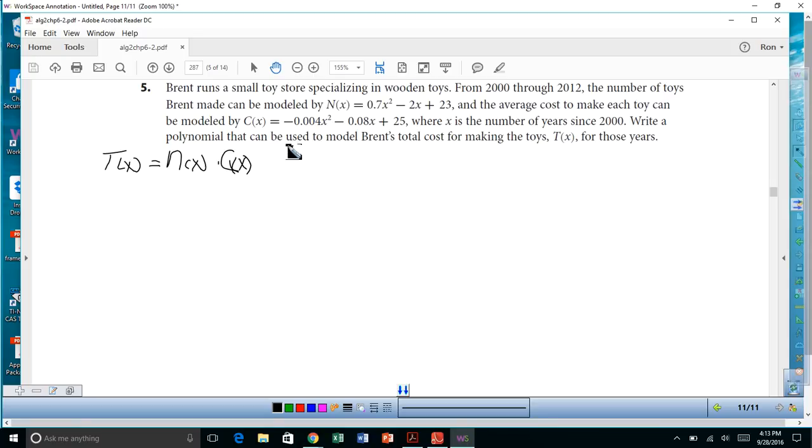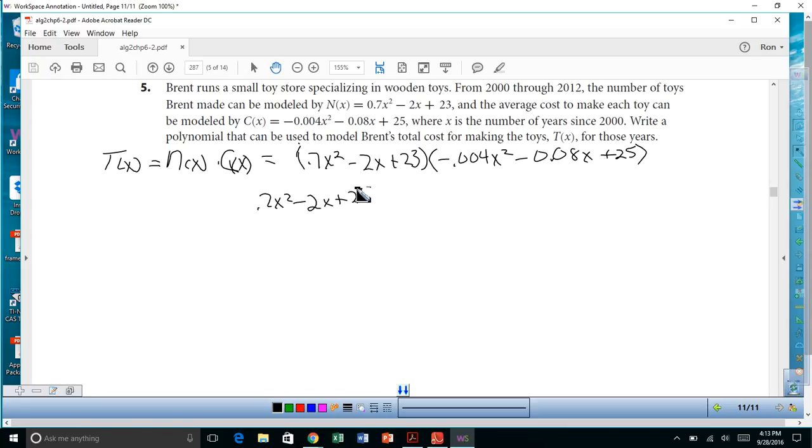All right. So we're going to have 0.7x squared minus 2x plus 23 times negative 0.004x squared minus, and I'm going to put a 0, 0.08x plus 25. So we're going to multiply those two, and we'll do like we did in number 4. We've got 0.7x squared minus 2x plus 23, and then negative 0.004x squared minus 0.08x plus 25.